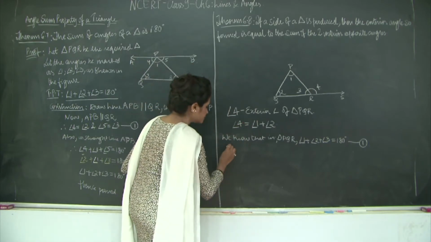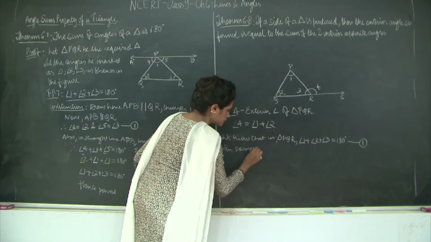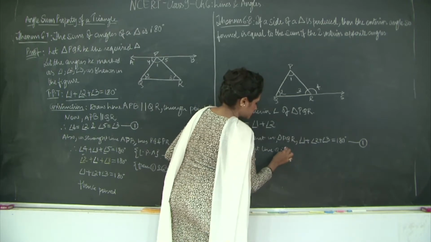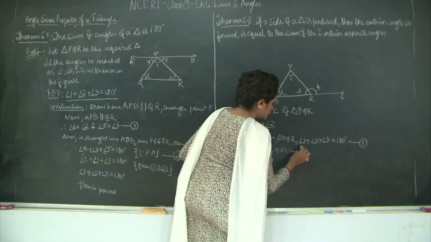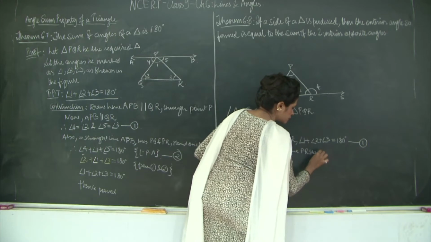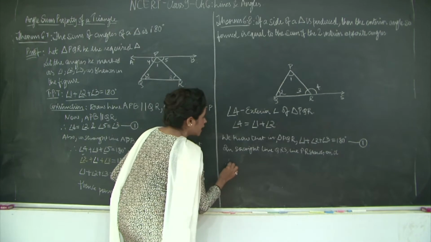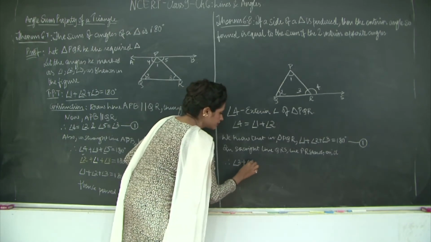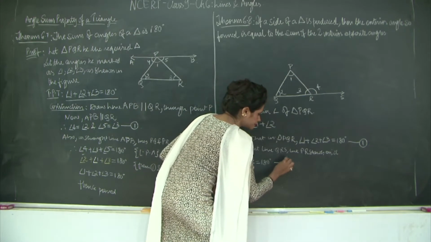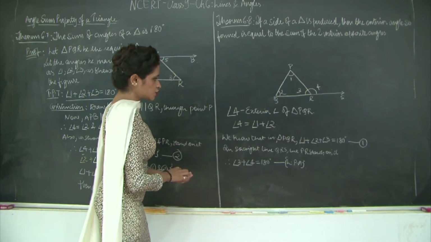So, let's write this down. In straight line QRS, line PR stands on it. Therefore, what do we have? Angle 3 plus angle 4 is equal to 180 degrees through the linear pair axiom. Correct? So, what do I get?